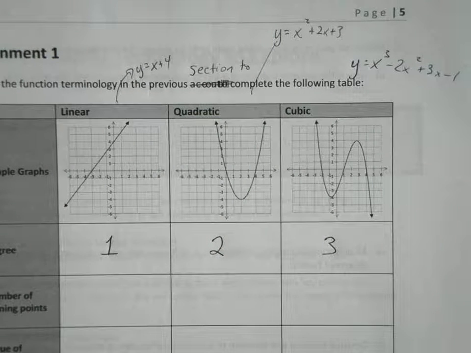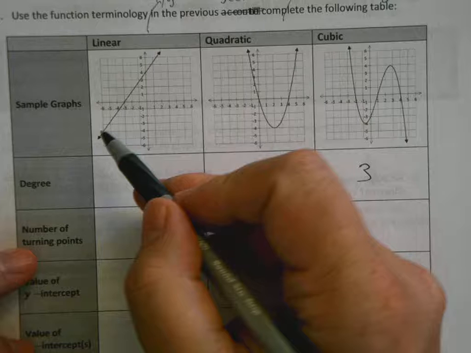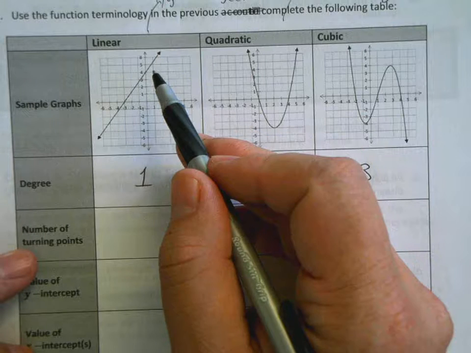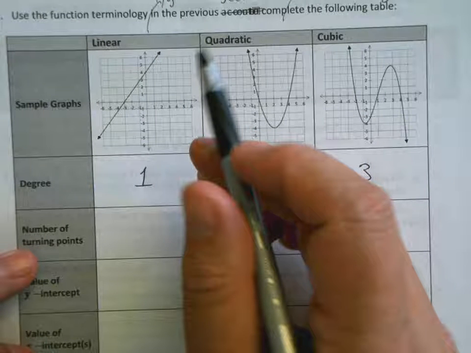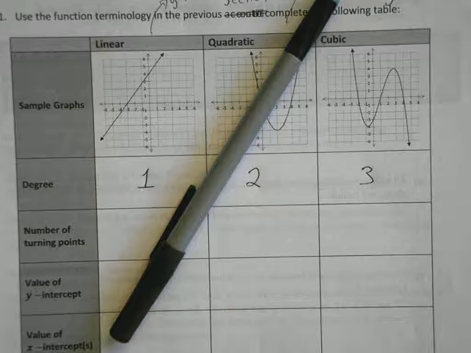Okay, number of turning points. So let's start with the line, right? This doesn't turn. If this was a road and you were driving on it in your car, you would do this. If you did anything else, you would drive off the road. Correct? There are no turning points in a straight line.